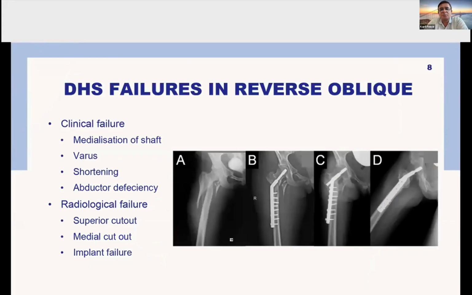Basically, the failures are of two types. Radiologically, there is implant failure, where it is seen to cut out superiorly or medially, or there is implant loosening or breakage. Clinically, some reverse oblique fractures with the DHS also united, but they united with a massive medial shift of the shaft, up to 1.5 centimeters, and it slides medially until it stops at the neck and head junction. Then the patient unites with a lot of varus and shortening, giving them an abductor limp and functional disability.